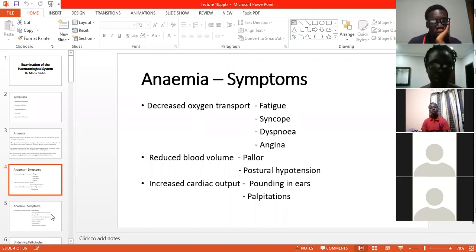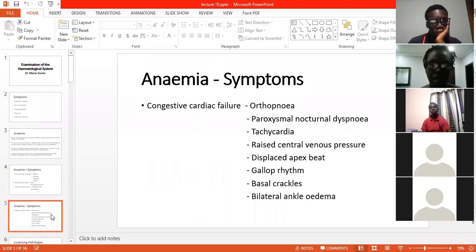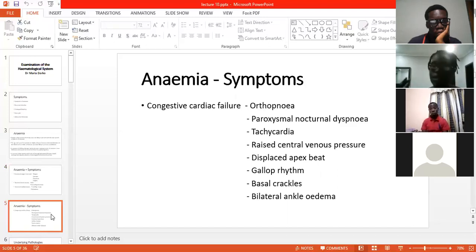Okay, now more symptoms of anemia. The anemia, when it's prolonged, can lead to congestive cardiac failure, and that would lead to symptoms like orthopnea, where the patient will say that he cannot lie flat, he needs to lie on some pillows so that he would feel comfortable, and that's orthopnea. Then there's also paroxysmal nocturnal dyspnea, where the patient wakes up at night panting for breath.